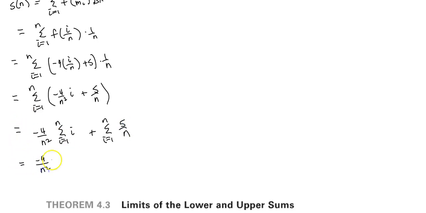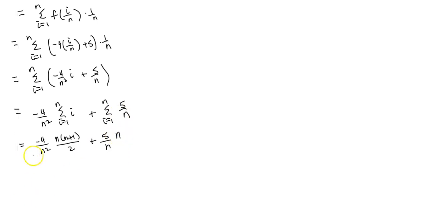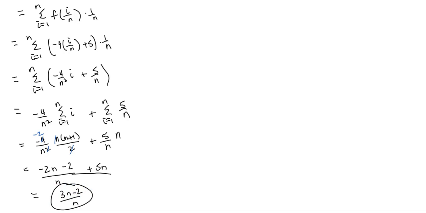And if we apply the formula, we know the sum of I is n times n plus 1 over 2, and the sum of a constant is n. So from here, I just want to find a common denominator. I'm going to cancel an n here and a 2 here. But I'm not going to cancel this n because it'll give me the common denominator I want. So this will be negative 2n minus 2 over n, and this will be plus 5n over n. So this gives me 3n minus 2 over n. So that is my lower sum for any value of n.